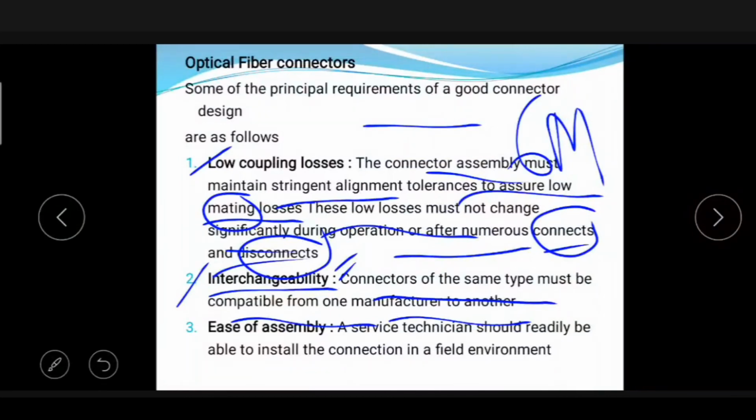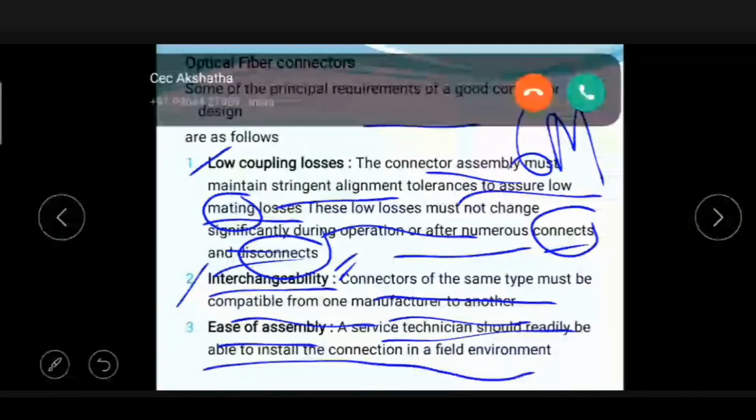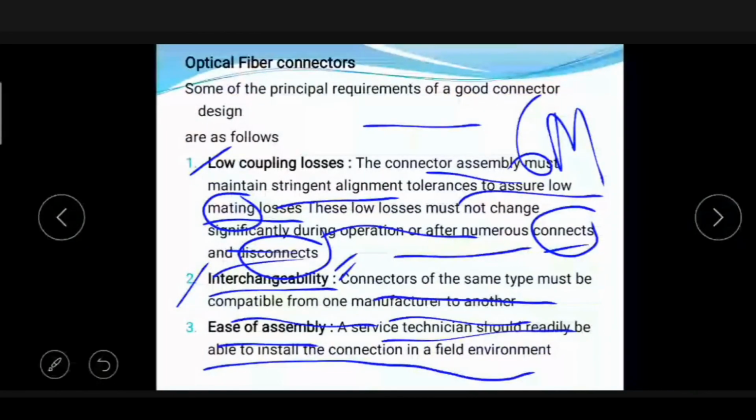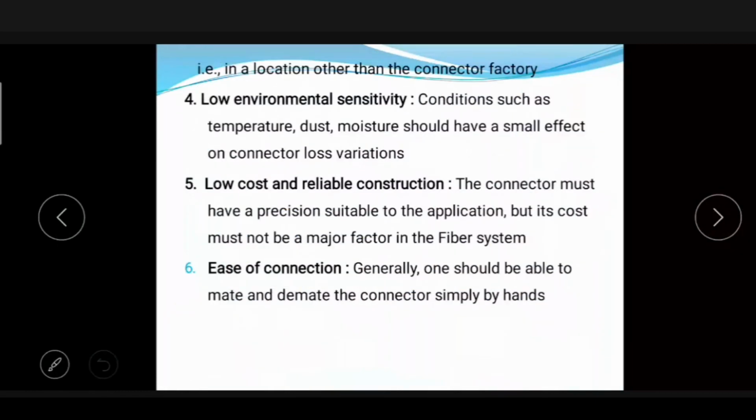Then ease of assembly. A service technician should readily be able to install the connection in a field environment. So whenever it is asked to assemble it, a serviceman can easily come and install it in the environment, in a location other than the connector factory. So in any field environment, if he is asked to connect the fibers using a connector, he should be able to do that. Then low environmental sensitivity.